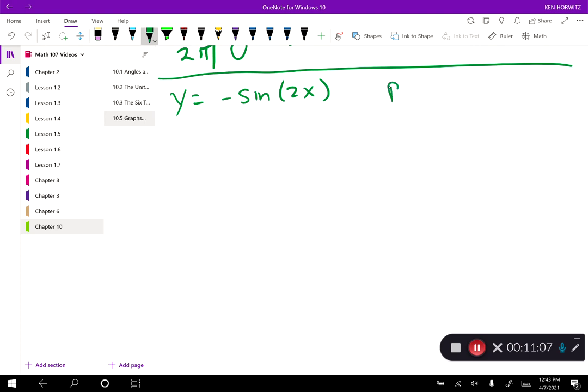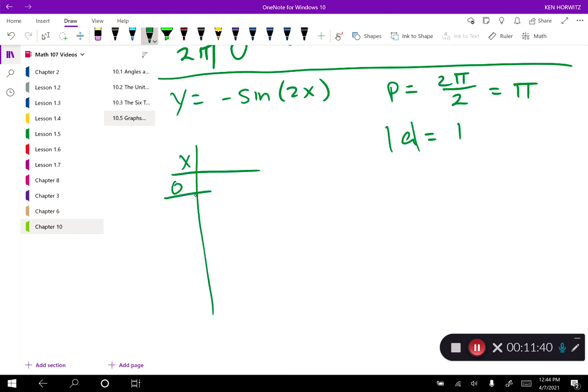So let's start with our period. Now b is 2 in this case, so it's 2 pi over 2, or pi. And our amplitude equals, now it's negative 1 in front, but remember our amplitude is the absolute value of a, so our amplitude is 1, right? The absolute value of a is 1. All right, so now our period has been adjusted. It's been adjusted from 2 pi to pi.